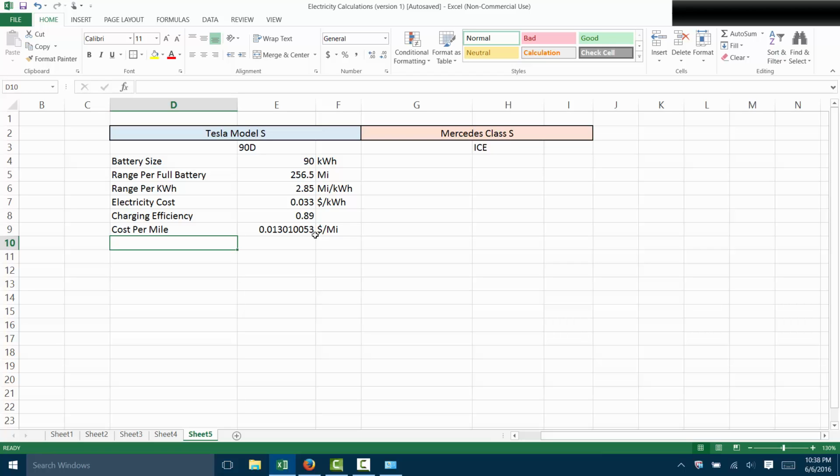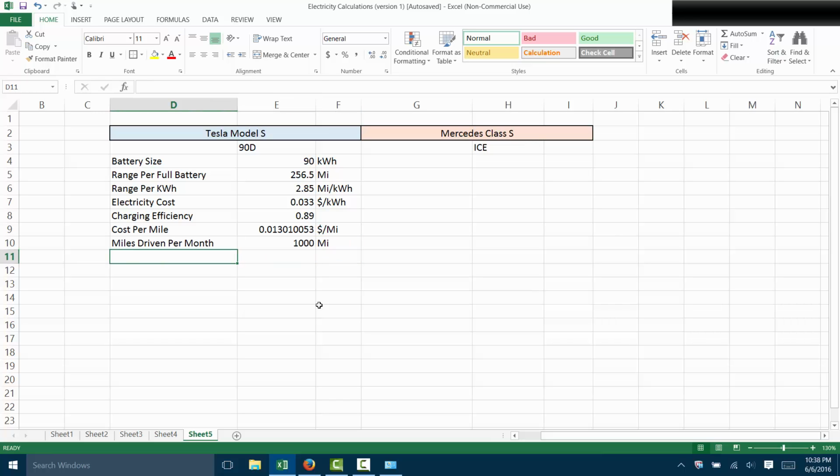Now, these are the miles driven per month. Let's say that a regular person would drive somewhere around 1,000 miles in 1 month. I won't drive anywhere near that because my commute is shorter, but let's just say 1,000 average is what we drive every month.